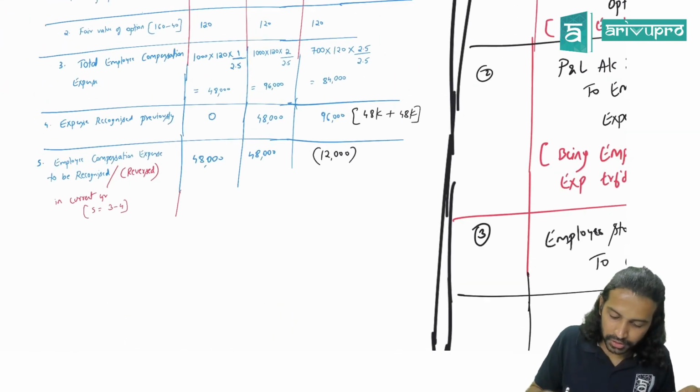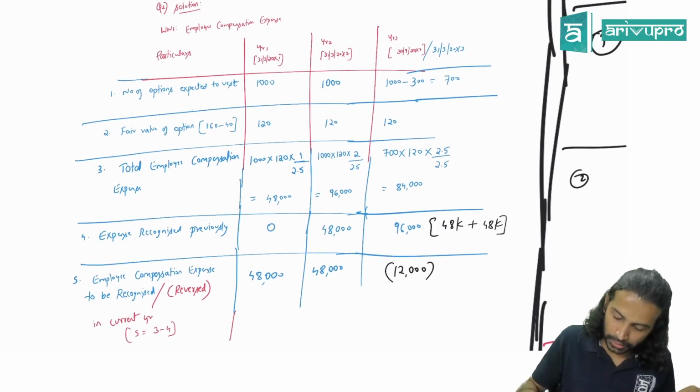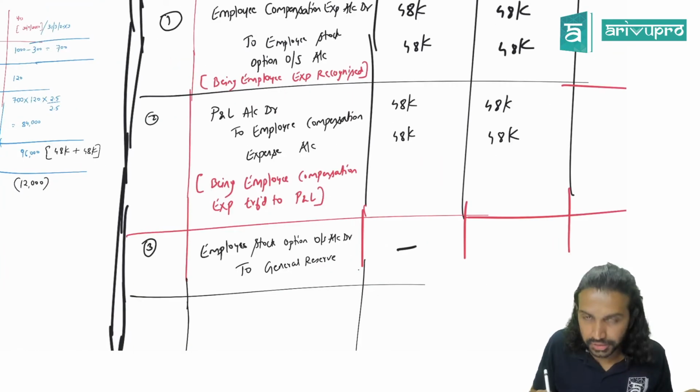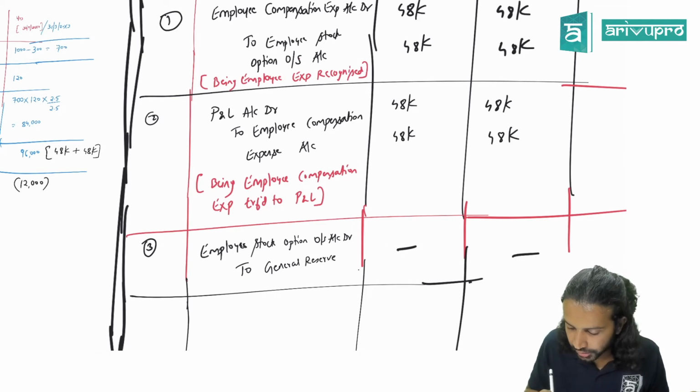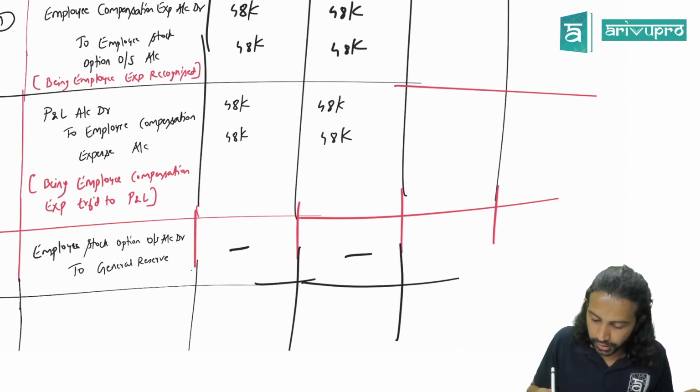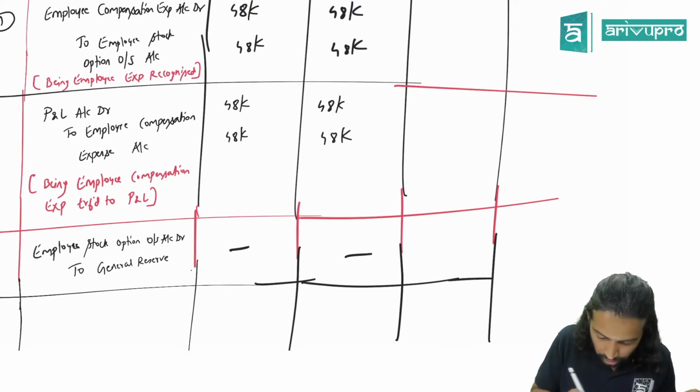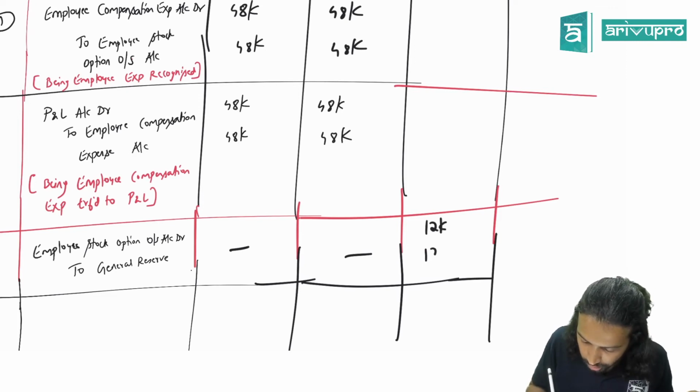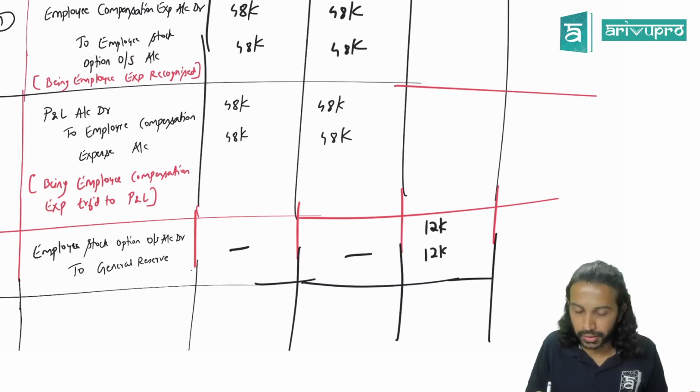How much do you need to reverse, sir, as per your working note? 12,000. That means which year? First year you need to reverse? No. Second year? No. Second year or third year? Third year. Third year you will pass how much? 12,000, 12,000. Don't forget to write it twice, okay?